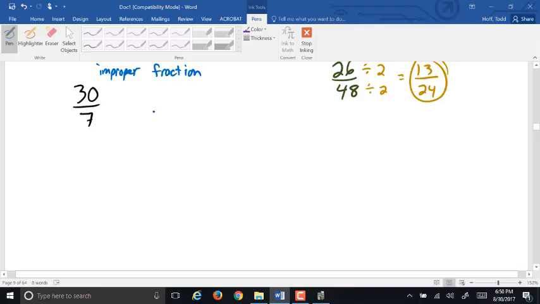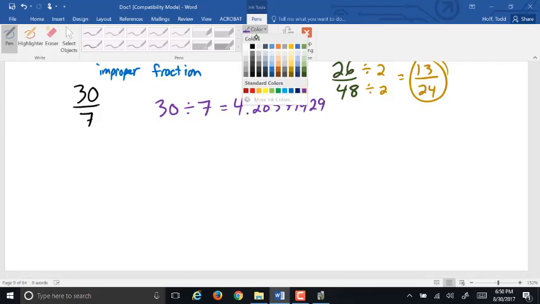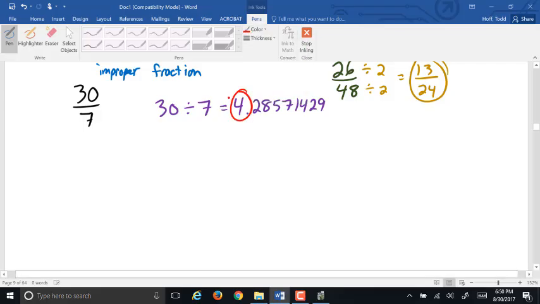Now, if you were to punch this in your calculator, 30 divided by 7 is going to give you something like 4.28571429 approximately. That doesn't help us. It does tell us that we can get 4 whole objects out of here. So there's going to be 4, but we need to know how many pieces are left over.